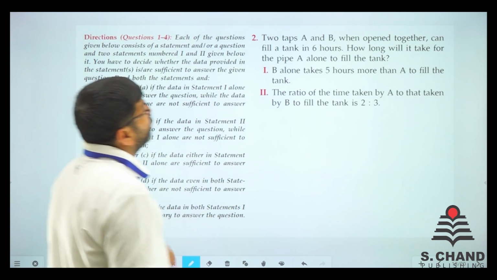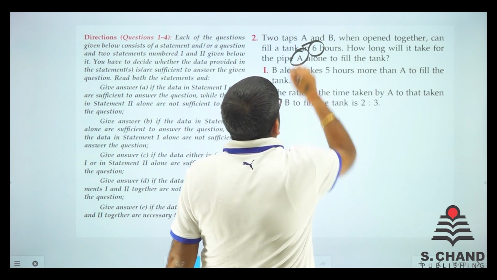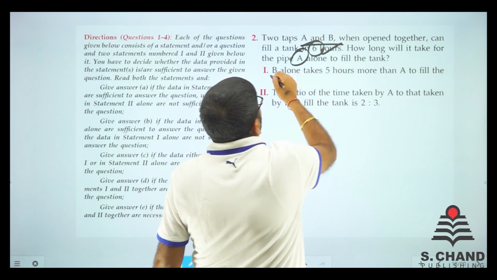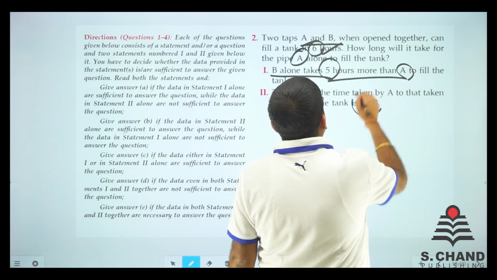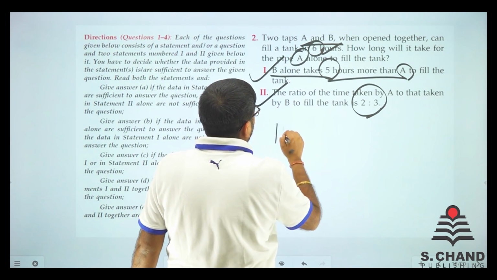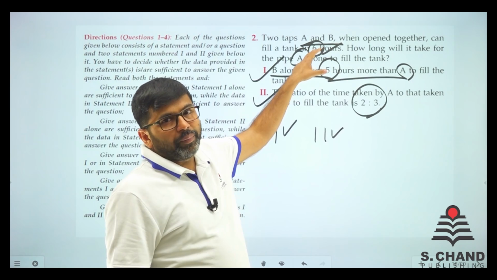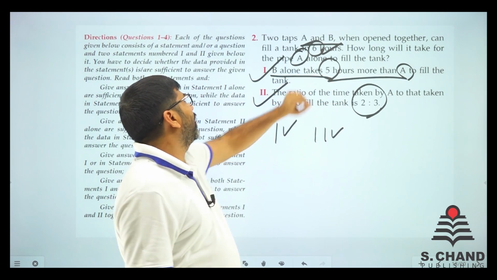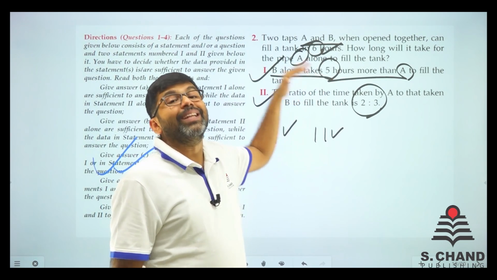Two taps A and B when opened together can fill the tank in 6 hours. How long will it take A alone? So A alone ka nikalna hai. See, A and B together is given as 6 hours. B alone is 5 hours more than A. You can find it. The ratio of time taken by A to B is given. So what I think is, individually 1 and 2 will definitely give you the answer. So 1 is sufficient, second is also sufficient. Why? Because see, together is given, A needs to be found. If B is given, A can be found. So for question number 2, the answer is C. C means first alone is sufficient, second alone is sufficient.